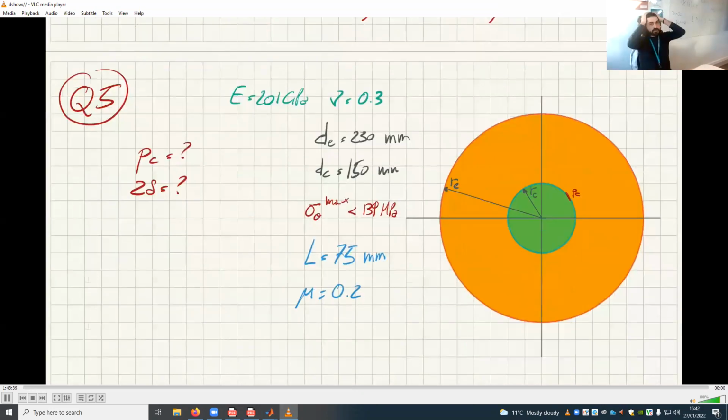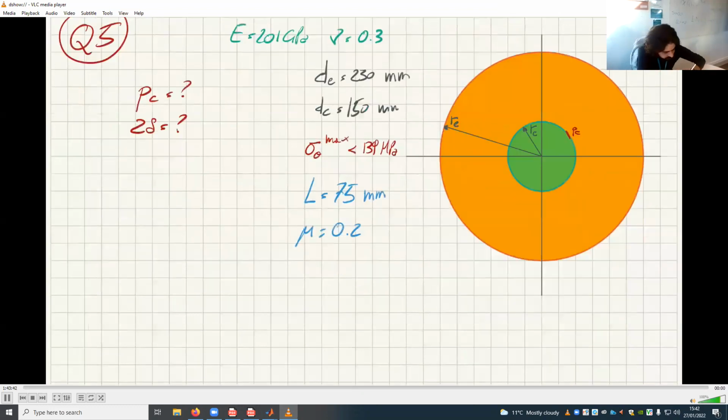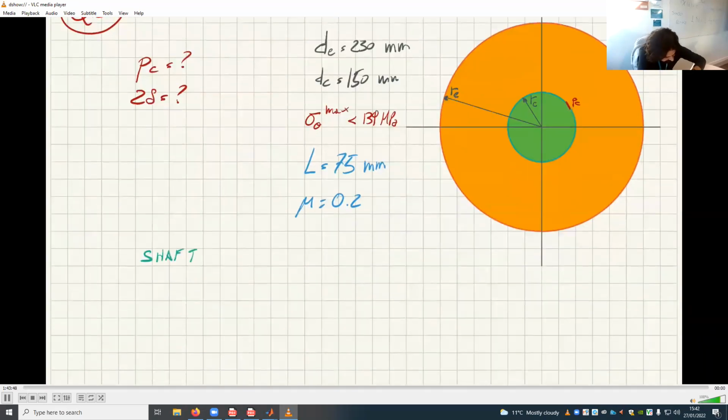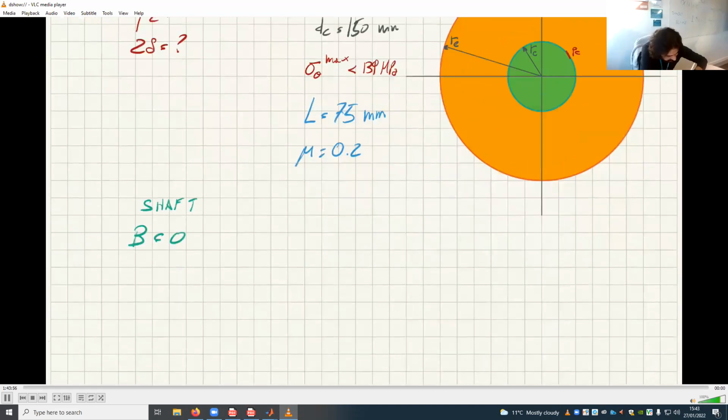So, boundary conditions. What are the boundary conditions of this? Well, let's start from the shaft. Shaft is very easy. Remember, B equals 0. That's the main thing of shafts, that B equals 0, and that means that sigma theta equals sigma r equals A equals minus PC. Easy. That's always the case for shafts. Whereas the collar, here we have A and B. So let's call this A1 and B1.